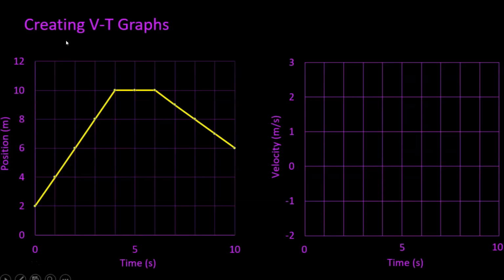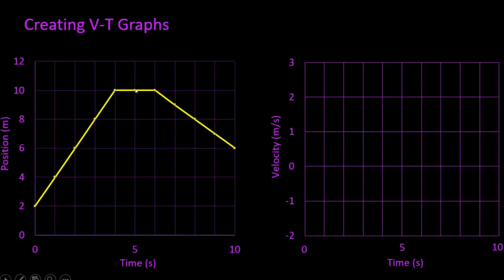Let's talk about how we create a velocity time graph from a position time graph. Here we have our position time graph. The object is starting at position positive 2 meters. It's moving in a positive direction for the first 4 seconds.